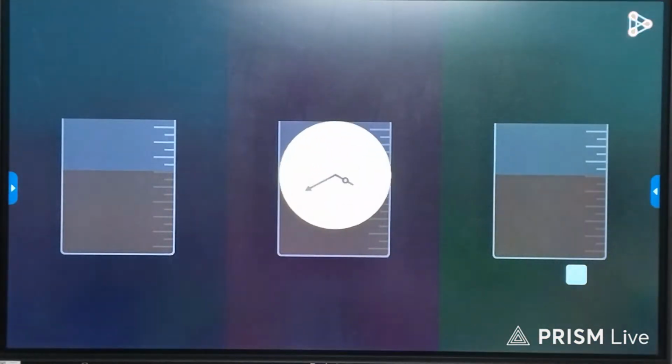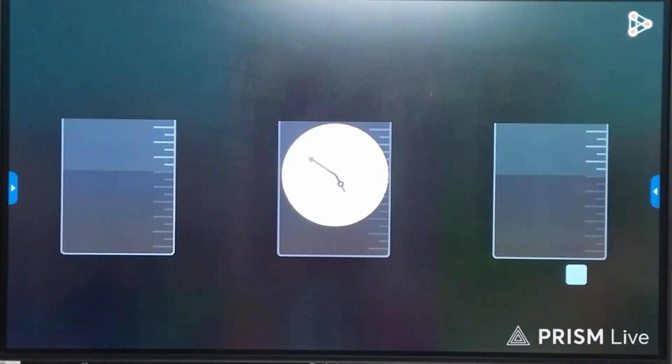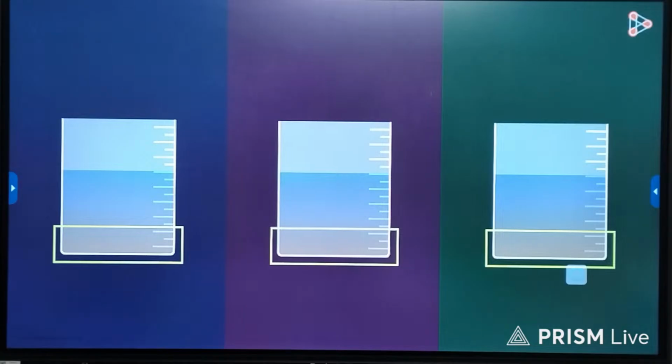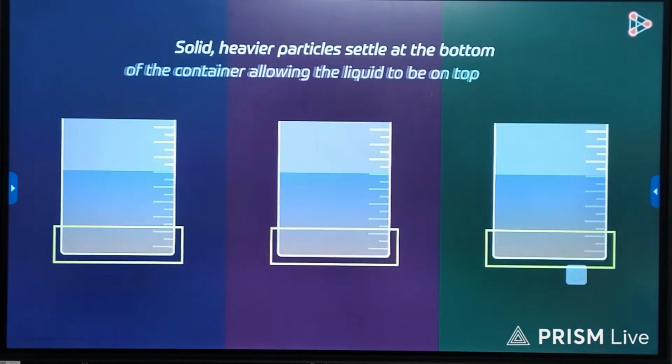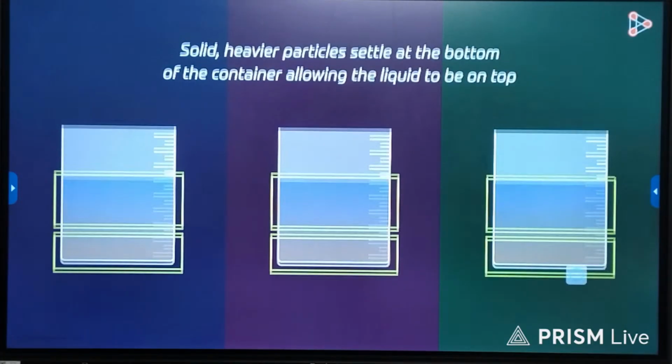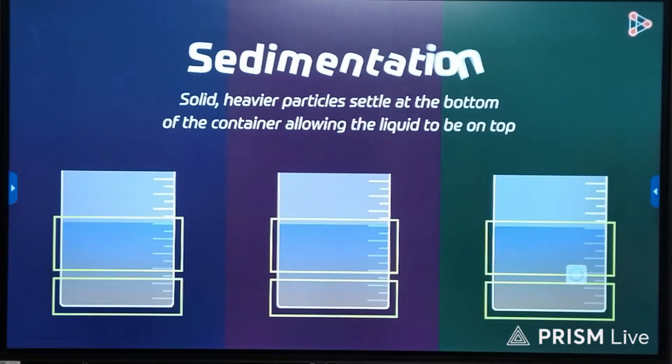Each one allowed their beakers of muddy water to stand still for a long time. When they returned, all the three beakers had mud settled at the bottom. The teacher explained that this process by which the solid, heavier particles settle at the bottom of the container, allowing the liquid to be on top, is called sedimentation. Sedimentation helps to separate the particles dissolved in water of any liquid for that matter.